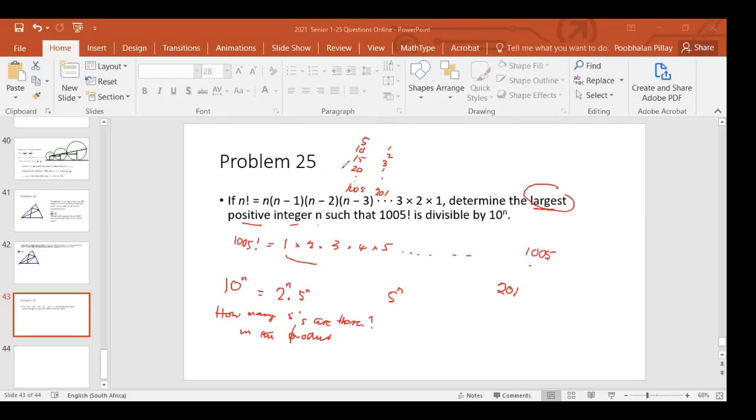But one must be careful because some of them have two 5s, like 25. We only counted it once, but you have to count it again because 25 has two 5s in it. Not only 25, but all the multiples of 25: 25 times 2, 25 times 3, all the way. The last multiple of 25 before 1005 is 1000. This is 25 times 1, 25 times 2, 25 times 3, and this is 25 times 40. So there are 40 more 5s here, which we didn't count.